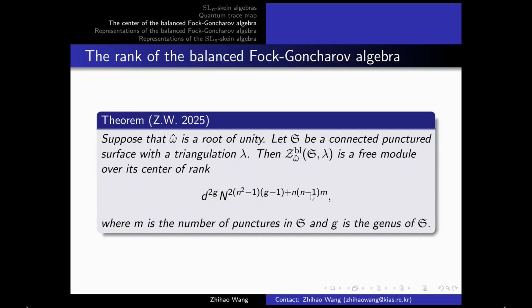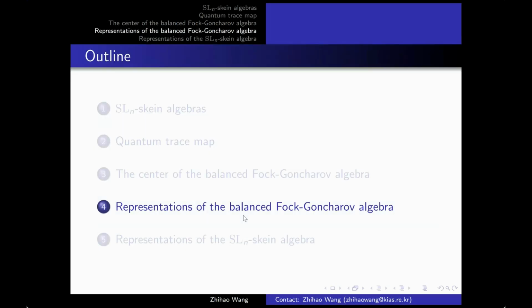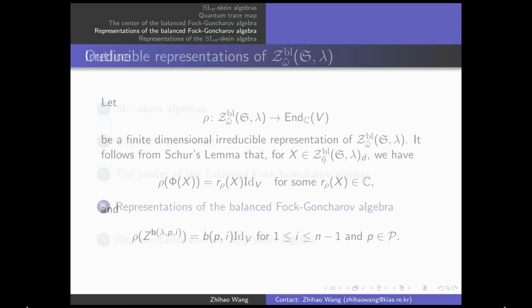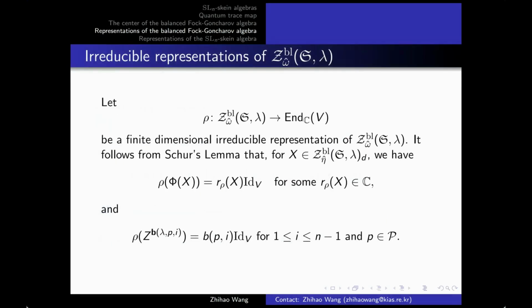Where is the number of the triangulation? The triangulation is not here, but the number of the edges of the triangulation is determined by the G and the M. So this rank is independent of the triangulation. Yes. Yeah, thanks. So now let's look at the representation theory for the balanced part.